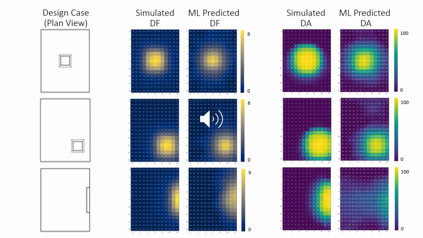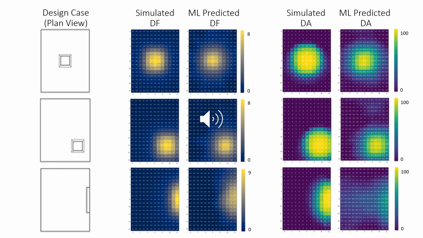On this slide, we have a comparison of the DIVA simulated daylight factor and daylight autonomy compared to our predicted values. The daylight factor predictions are much more accurate than the daylight autonomy predictions for each case, which we believe could be because the daylight factor is purely a continuous variable, while daylight autonomy is a variable classification of illuminance.